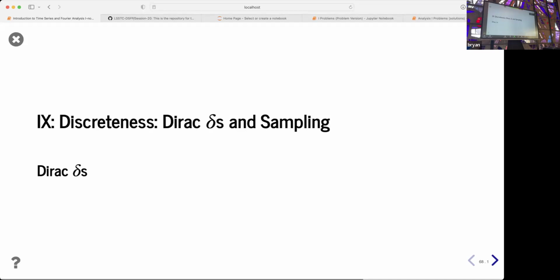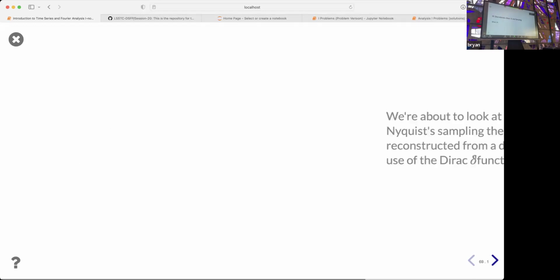The other application is sampling, and also these functions called Dirac deltas. You've probably heard that a Dirac delta function is not a function; it's a distribution. And so we're going to define what a Dirac delta is.